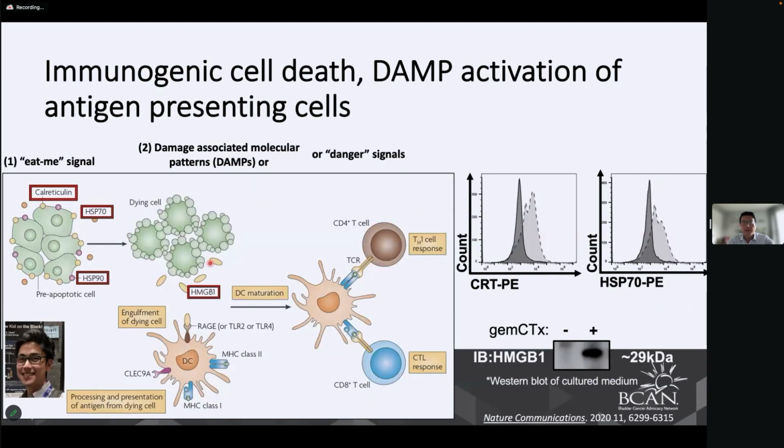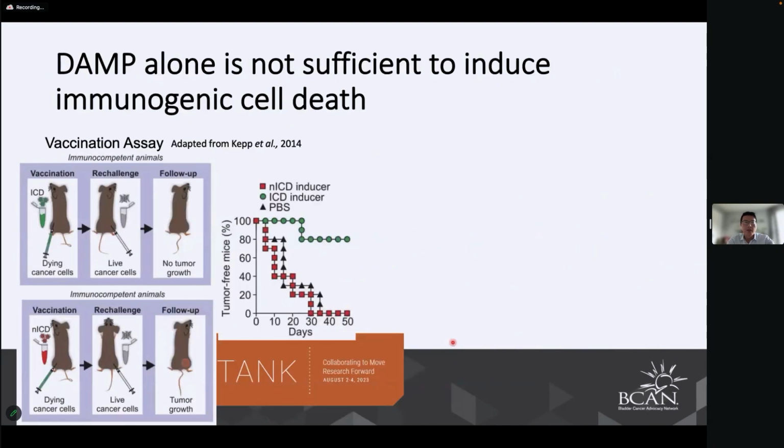So what we did is we first validated these findings by flow cytometry, showing you can see CRT on the cell surface, HSP70, as well as release of HMGB1 into the supernatant. And then we turned to a classical so-called vaccination assay to evaluate whether a drug is ICD or not.